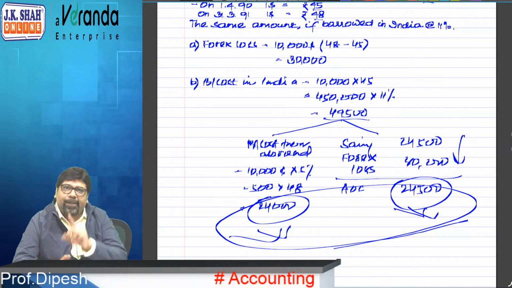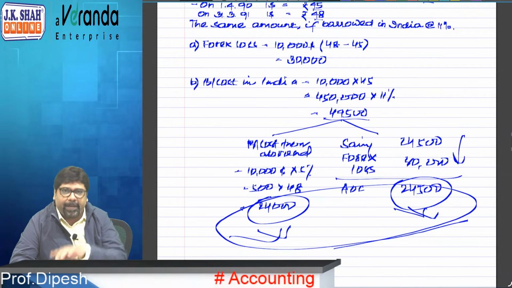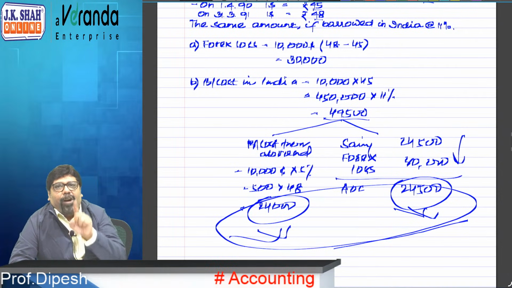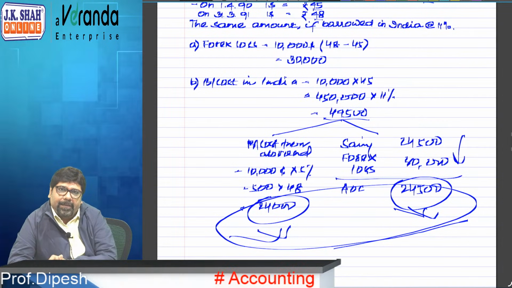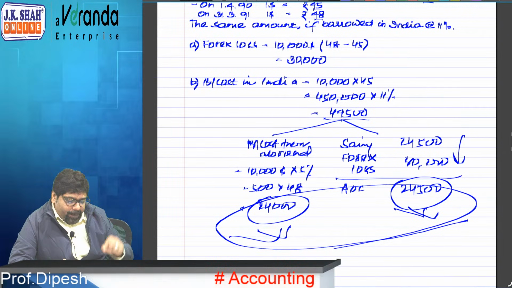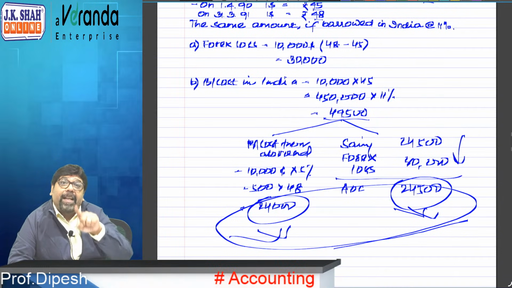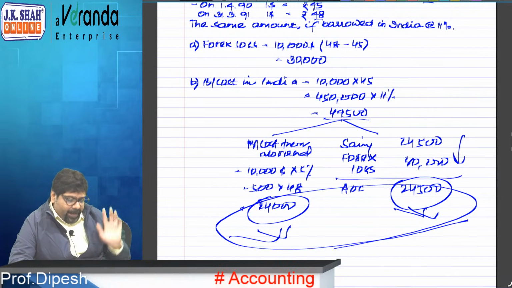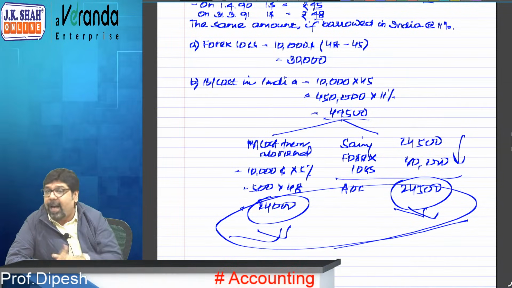If they ask you how much borrowing cost is to be capitalized, then you will say 49,500. If they ask you how much of forex loss is to be capitalized, then you will say 24,500. I repeat, borrowing cost to be capitalized is 49,500, but forex loss to be capitalized is 24,500. Correct, incorrect? Correct. Move ahead. This was AS 16. Now we'll go to AS 17.